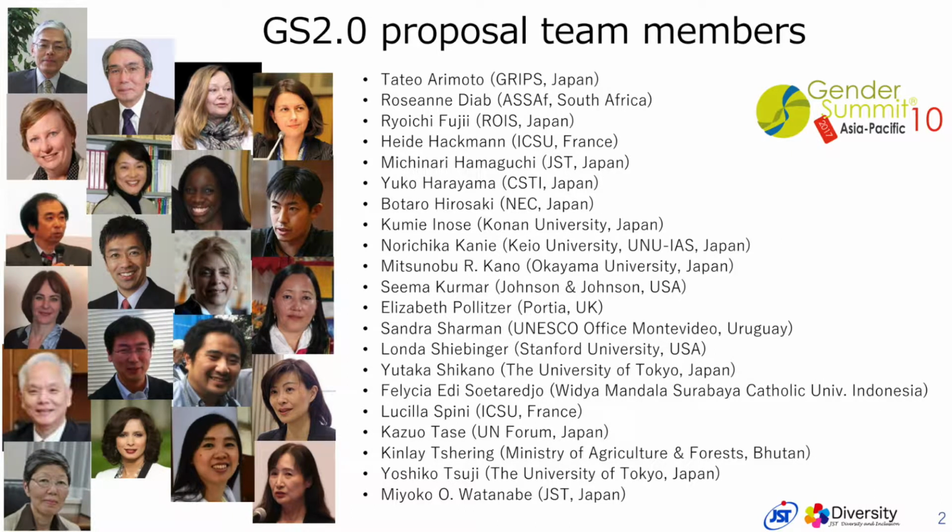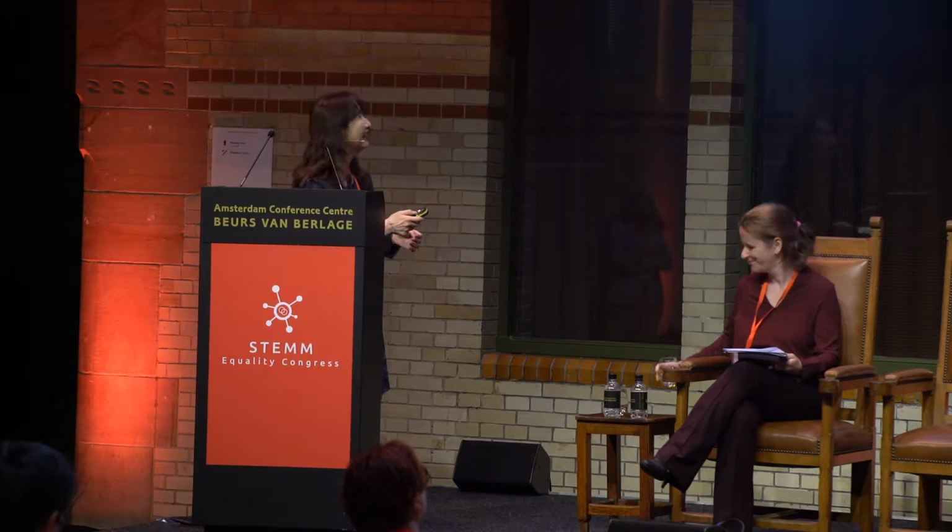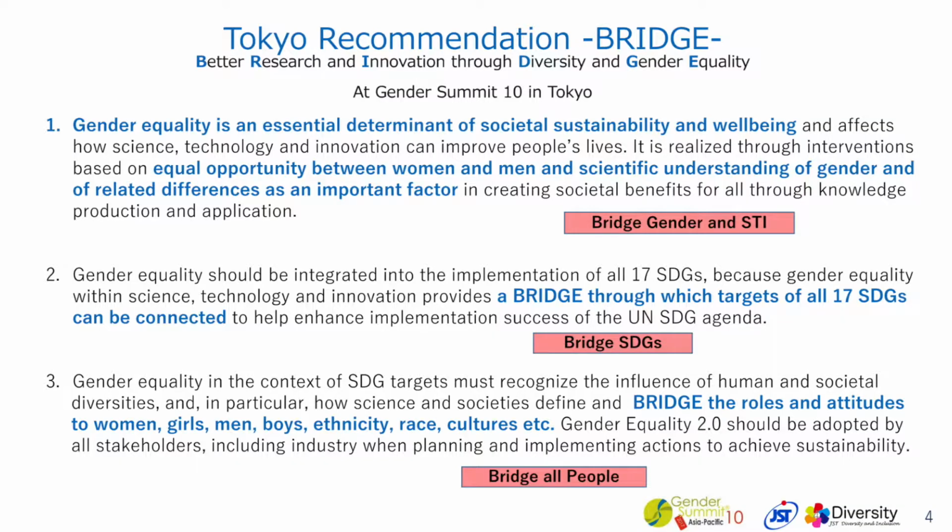So this is the Gender Equality 2.0 proposal team, 21 members from 8 countries and areas, and the male ratio was 43%. It was not so bad. And this is the Tokyo Recommendation we had as a result of the Gender Summit 10 discussions. The name is Bridge. The bridge means better research and innovation through diversity and gender equality.